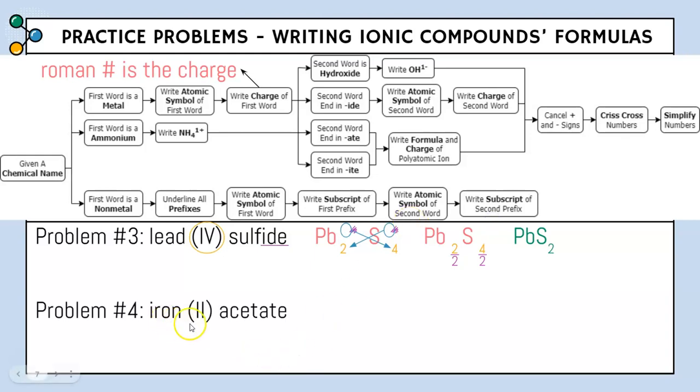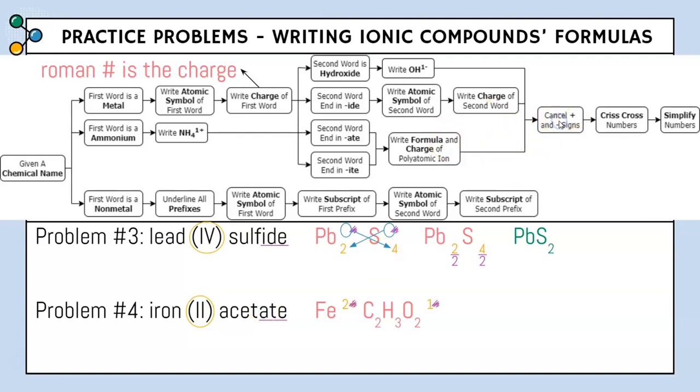Problem number 4, we have iron 2 acetate. Looking at our first word, it's a metal, so symbol and charge. Iron is Fe, but again, we have a Roman numeral, so we do not need to look at the periodic table for the charge here. We have a Roman numeral 2, so it's a 2 plus charge. Acetate ends in ATE, so we have to take our third track, write the formula and charge of that polyatomic ion. Acetate is C2H3O2 with a 1 minus charge.